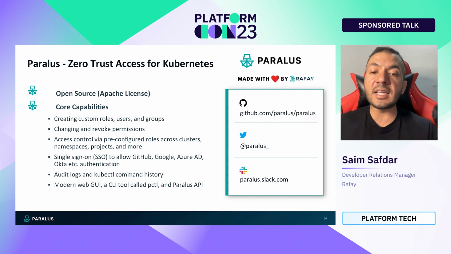Paralus can seamlessly integrate with IDPs, allowing the use of external authentication engines such as GitHub, Google, Azure AD, Okta, and others. Automated logging of all user actions performed for auditing and compliance purposes. Interact with Paralus via either a terminal or a GUI. We have a dashboard available. We have a CLI tool called PCTL, and Paralus also gives you the APIs as well.